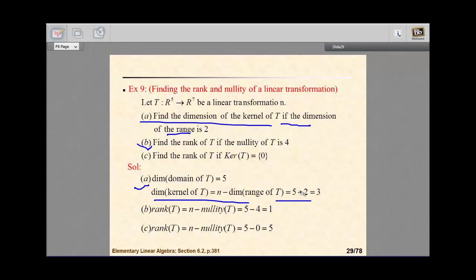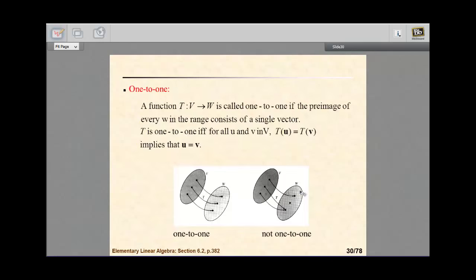Similarly, the second question: find the rank of T if the nullity of T is 4. So from the rank nullity theorem, again we can find it will be equal to 1. And the last question is: find the rank if the kernel of T will be equal to 0. So again we will apply the rank nullity theorem. We will find that it will be equal to 5.